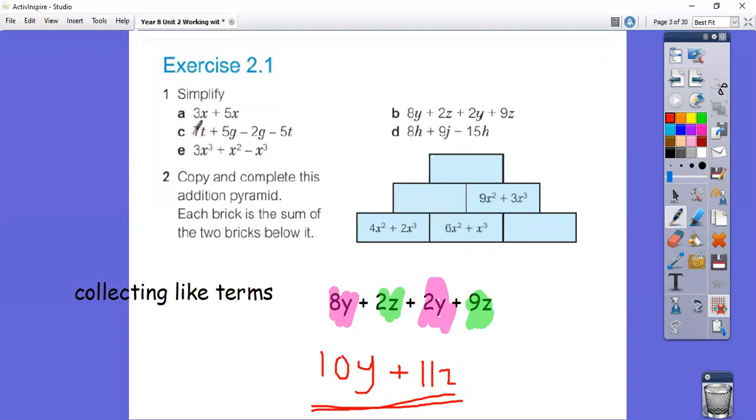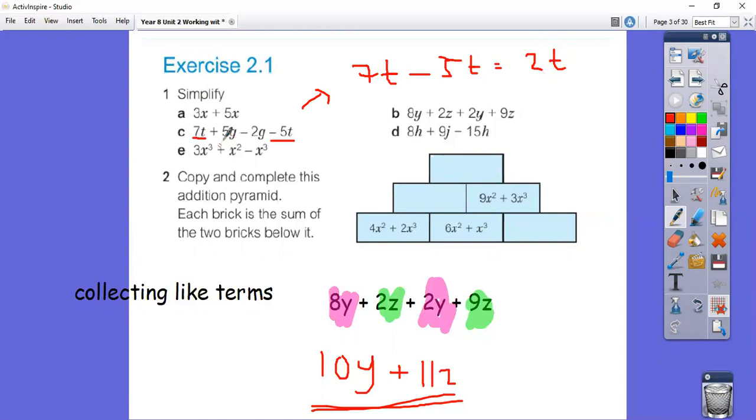So I'm going to let you guys do the rest of the questions, but be careful if you have a negative sign. So you've got 7t plus 5g minus 2g minus 5t. You need to bring 7t and minus 5t together. So 7t subtract 5t will simplify to 2t.